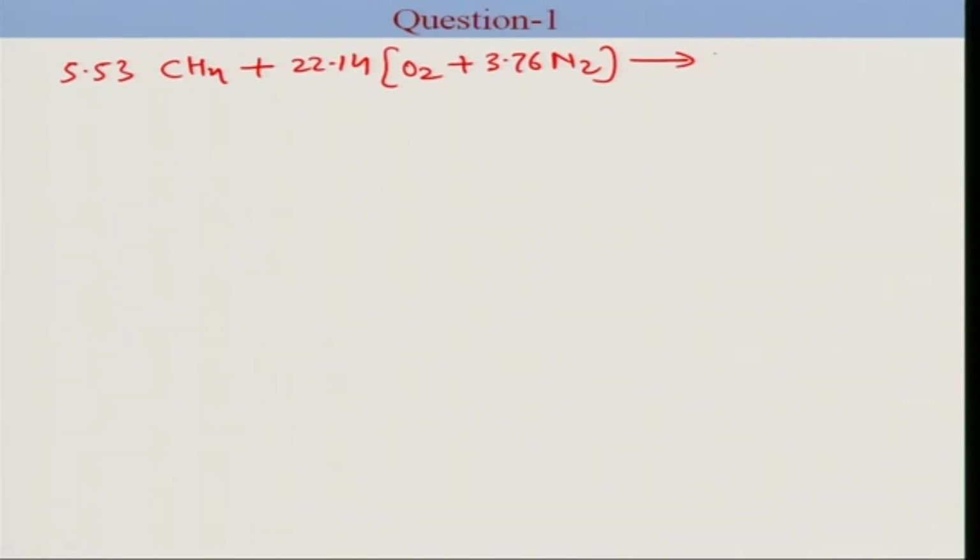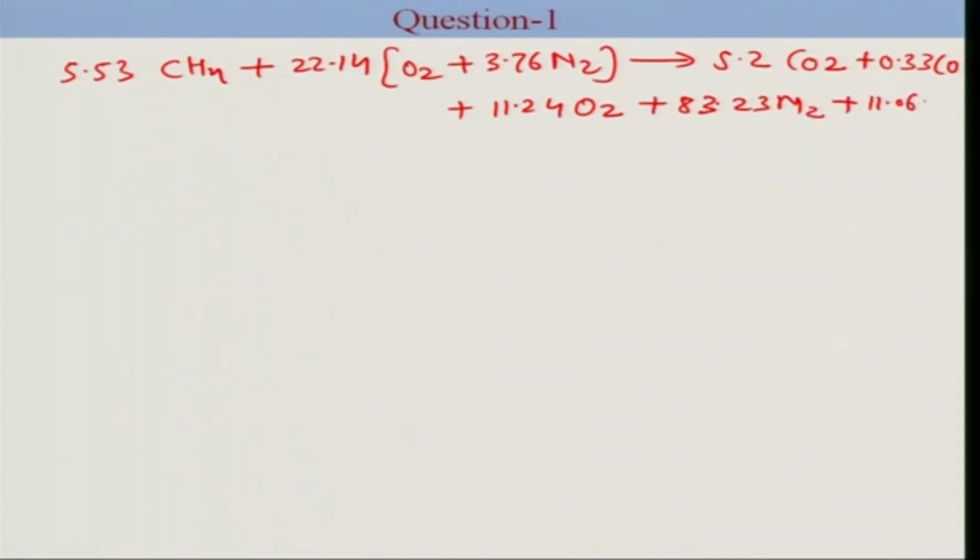Now after substituting all these values in the combustion equation, we get 5.53 CH4 plus 22.14 kilomole of air, that is O2 plus 3.76 nitrogen, and then product streams contain 5.2 kilomole CO2, 0.33 carbon monoxide plus 11.24 oxygen plus 83.23 nitrogen and 11.06 water.